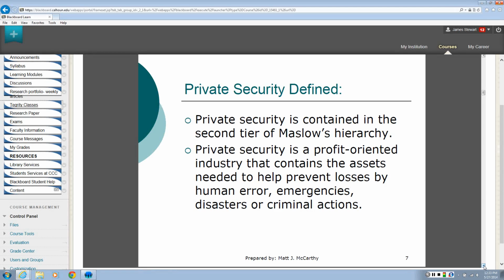Huntsville Hospital is probably one of the more notable venues of private security here in the Huntsville area. The Huntsville Hospital system employs a lot of private security officers to maintain a safe environment within that hospital. So if you get a chance, do a walk through Huntsville Hospital, take note of the security officers and see what they do.